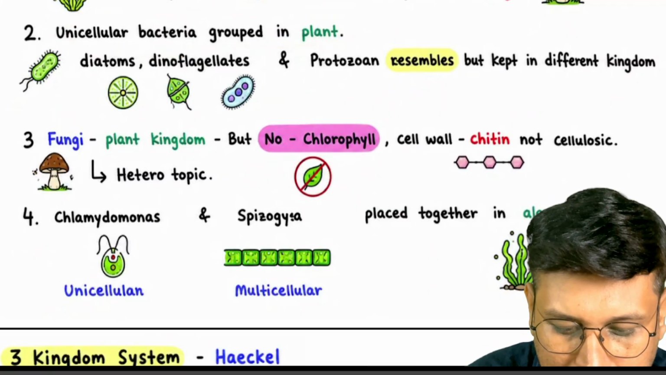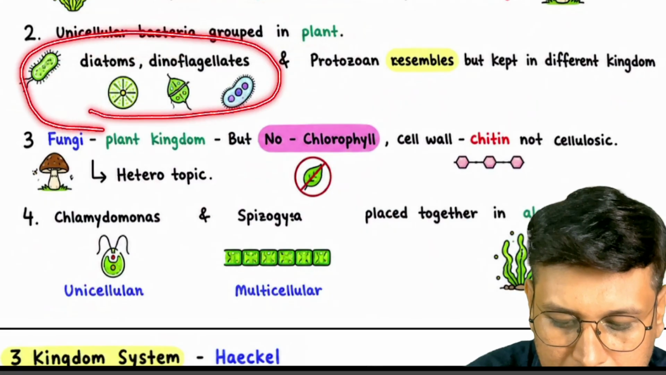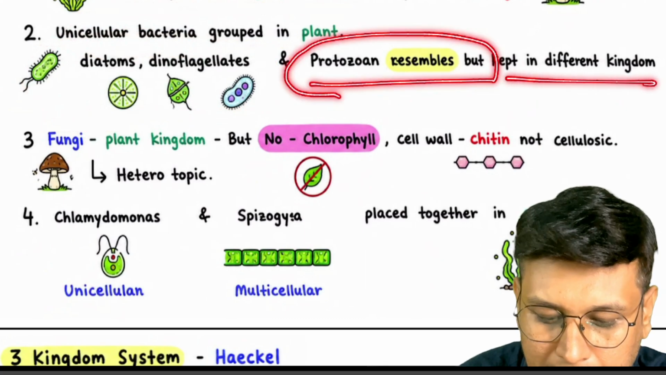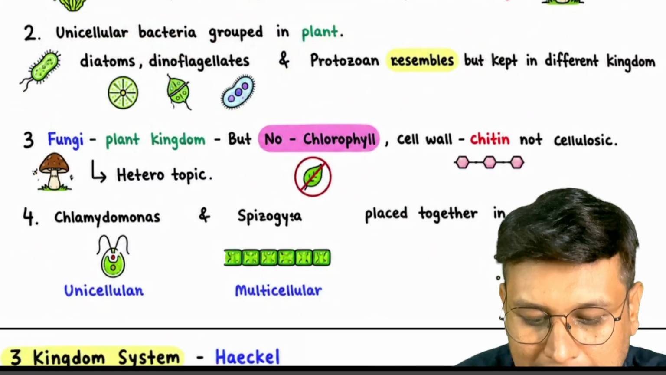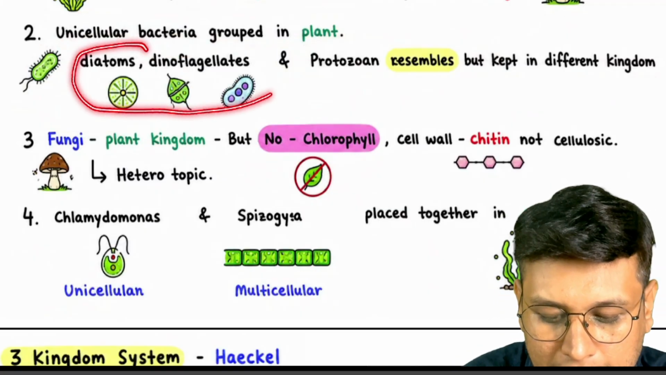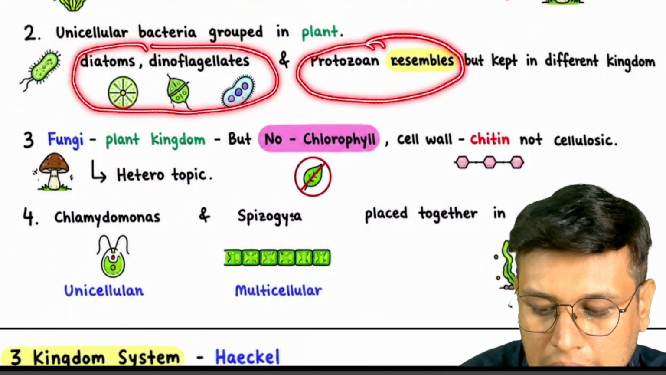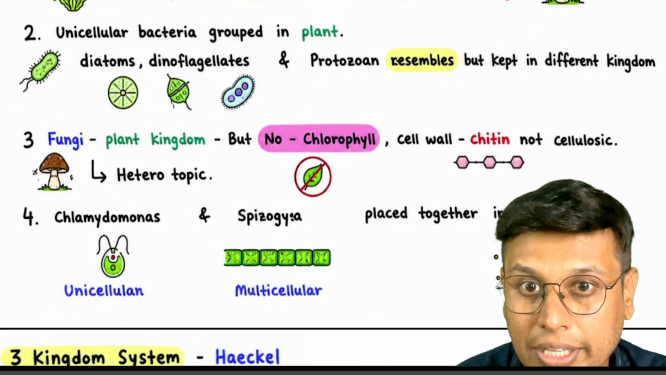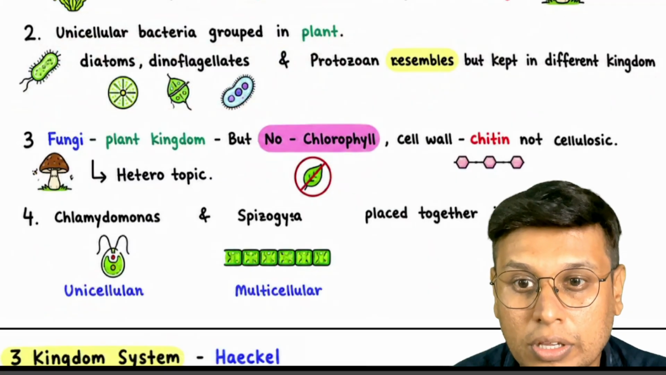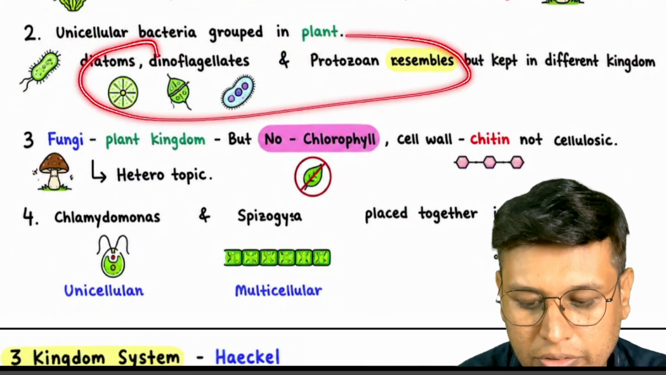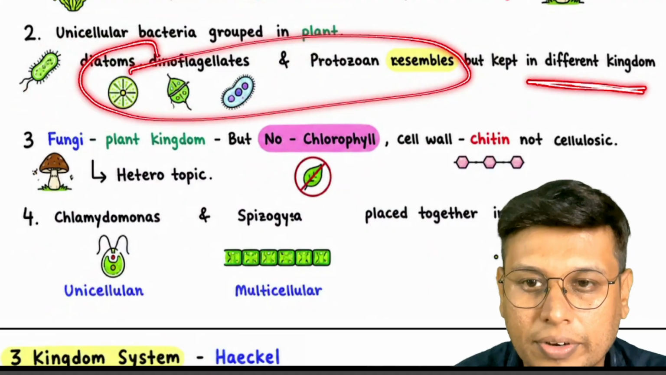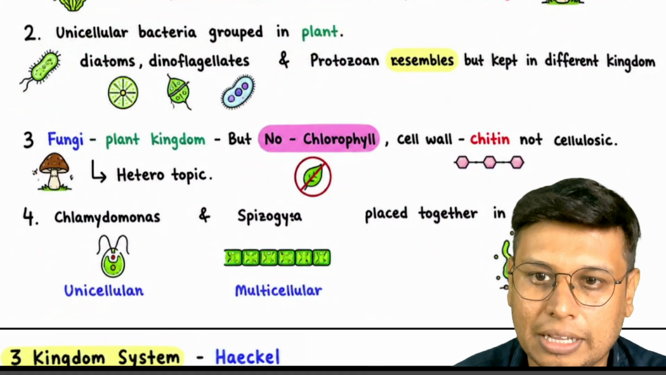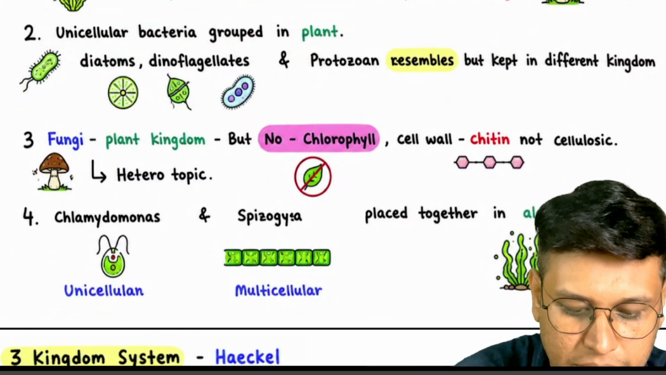And again, these dinoflagellates, diatoms, and protozoans resemble each other but are kept in different kingdoms. Look at these diatoms and these protozoans, in which way do they resemble? They resemble in being unicellular eukaryotes. These are all unicellular eukaryotes, but they are placed in different kingdoms under this only cell wall present or absent criteria. So pay attention to this.